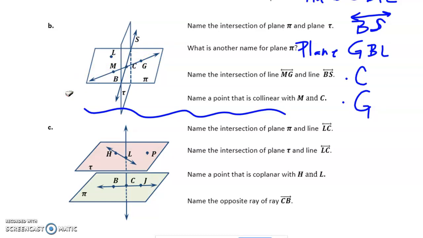Okay, so let's talk about the first question. Name the intersection of plane pi and line LC. So plane pi, this plane, and then line LC. Where do they intersect? Middle table, what did you put? Point C. Anybody agree? Everybody agree? It is point C.